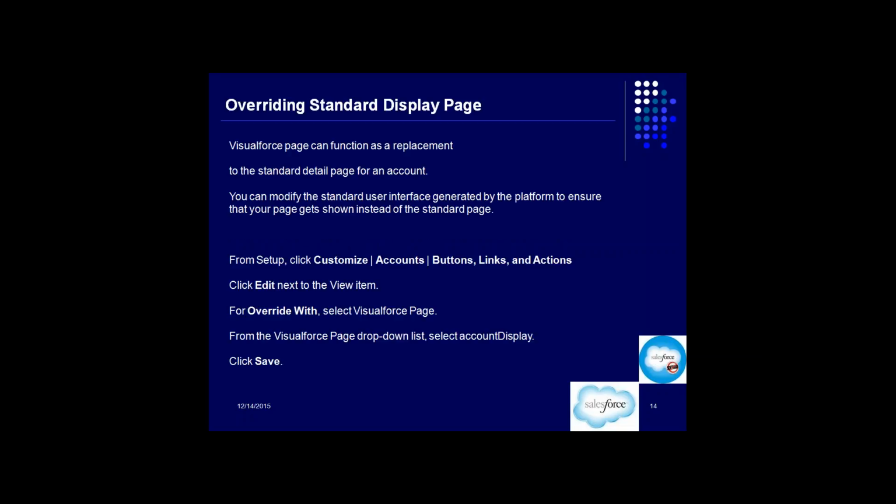The first option is to override the standard display page. You have standard pages for all Salesforce objects. For account you have a standard page, for opportunity you have, for lead you have. You can override any of the standard pages using the Visualforce page, which means when they try to access the standard page, they will land in the Visualforce page. I can hide the standard page and bring in the custom page or Visualforce page in front of that, right?